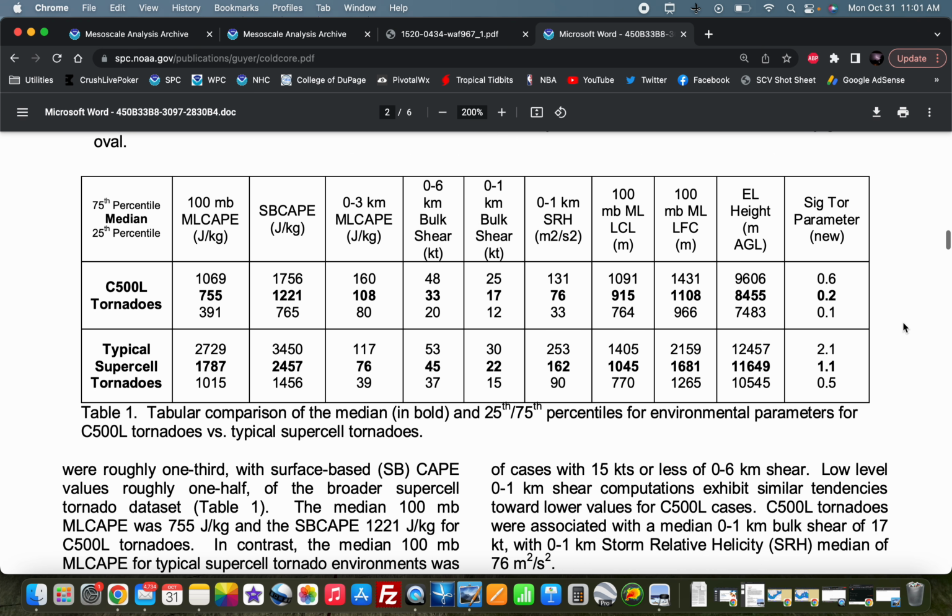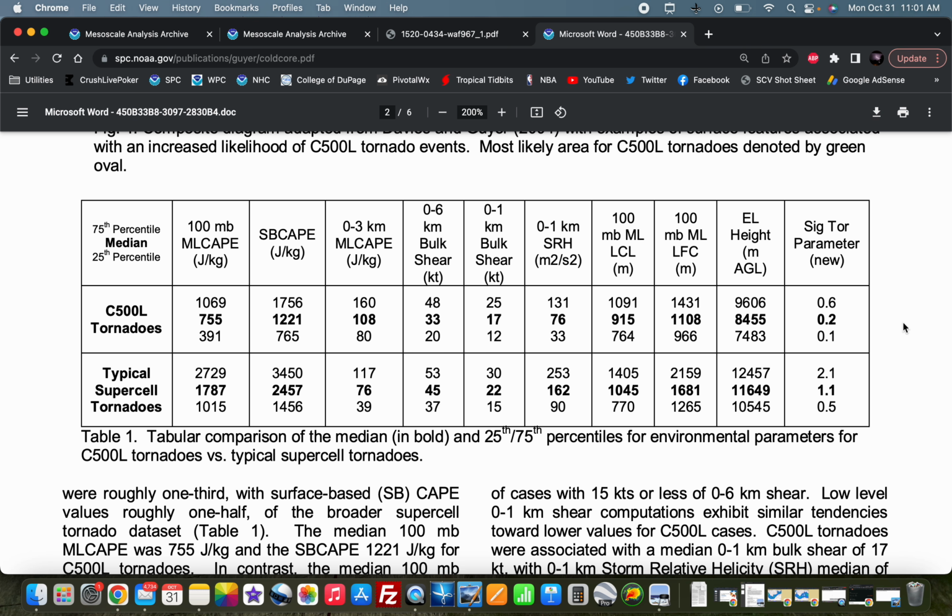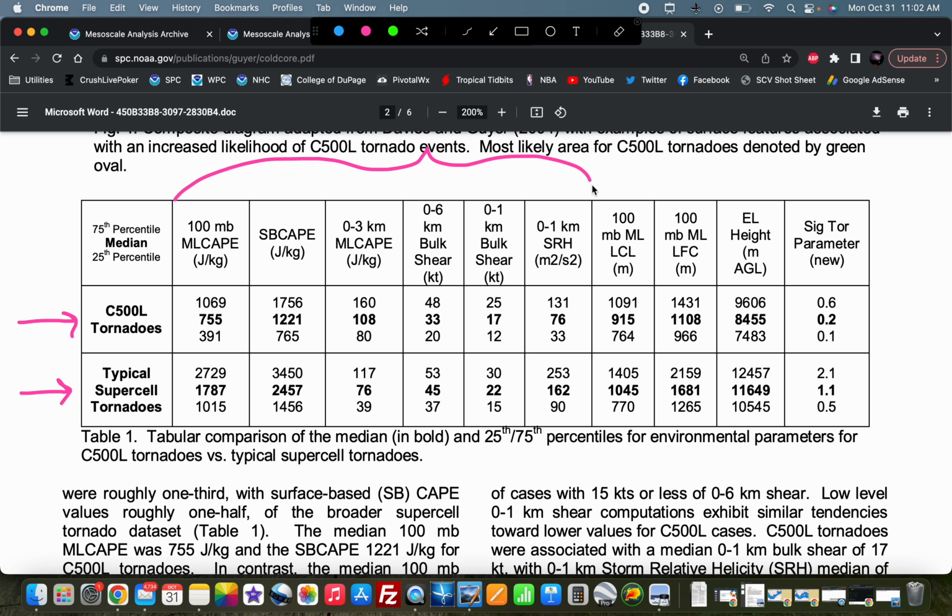I want to draw your attention also to table 1 here. This is a comparison between cold core tornado events in this middle row, and typical supercell tornado events here. These are a bunch of different parameters that we often use to forecast these events. I want you to focus on these bolded values. These are the median values of each of these parameters. We'll look at these few right in here, the most important ones I want to take note of.